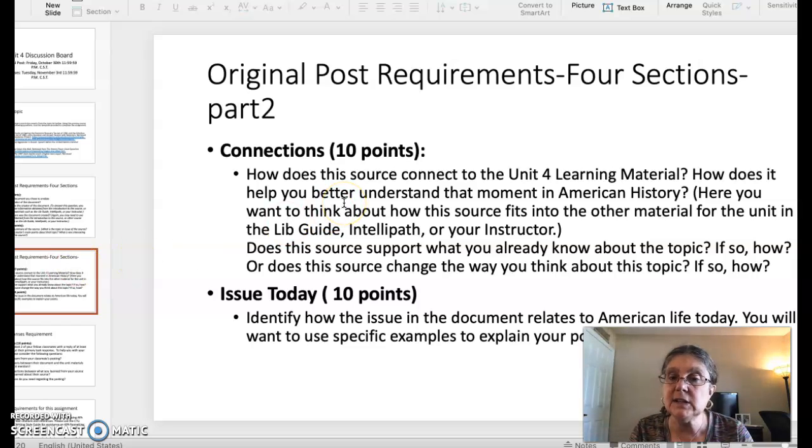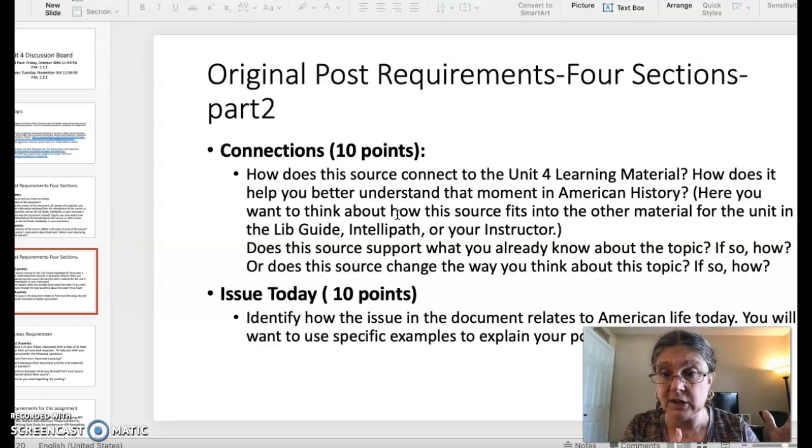Okay, the third section is connections, everybody, worth 10 points. How does this source connect to the Unit 4 learning materials? How does it help you better understand that moment in American history? And basically, you need to answer, how does this help you better understand Unit 4? Does this source support what you already knew about the topic? If so, how? Does this source change the way you think about this topic? If so, how?